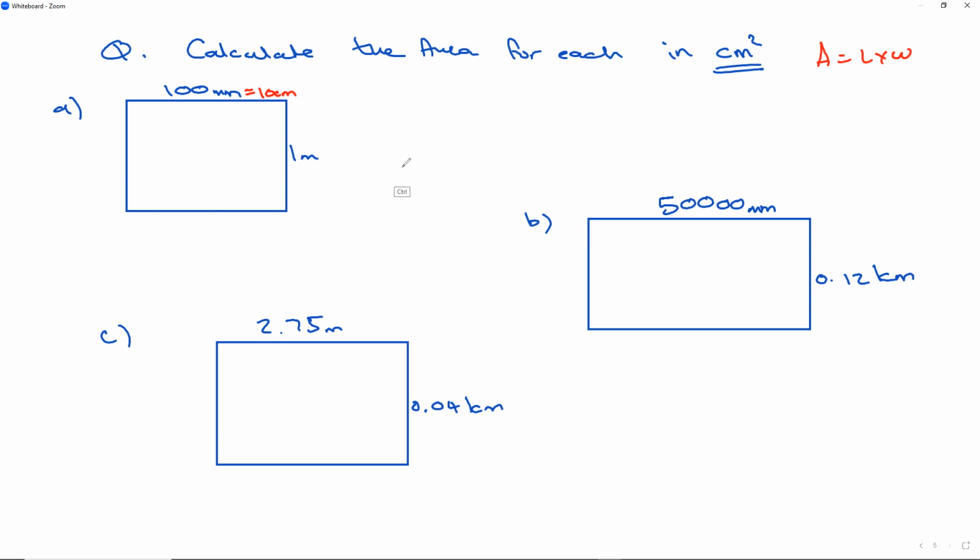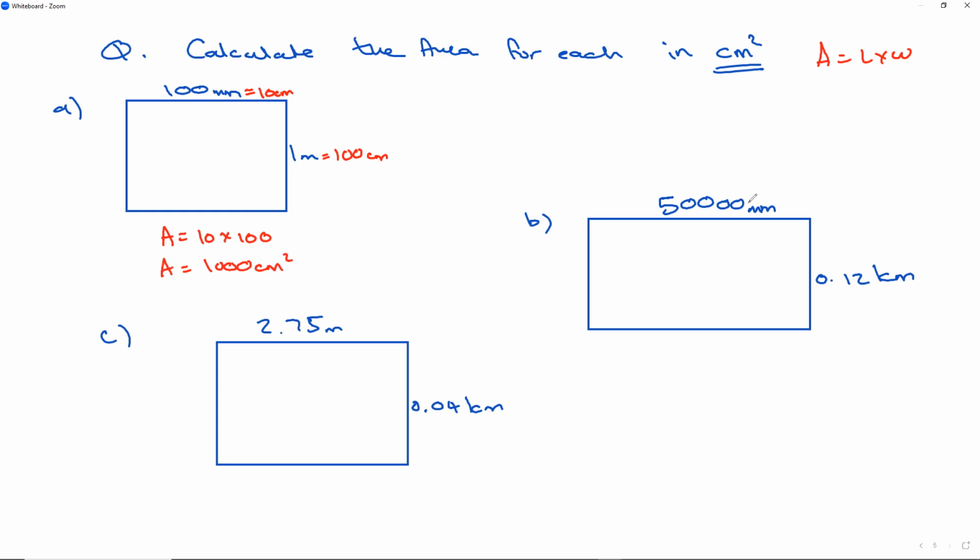And then we've got 1 meter over here. 1 meter is equal to 100 centimeters. 1,000 millimeters, but 100 centimeters. So that means we need to multiply this by 100. It's going to become 100 centimeters. So this is 10 centimeters. This is 100 centimeters. So what will the area be for this? 10 times 100, and that'll come to 1,000 centimeters squared.